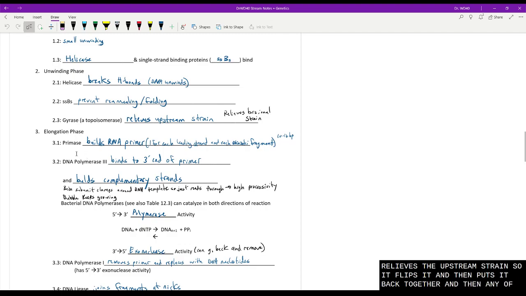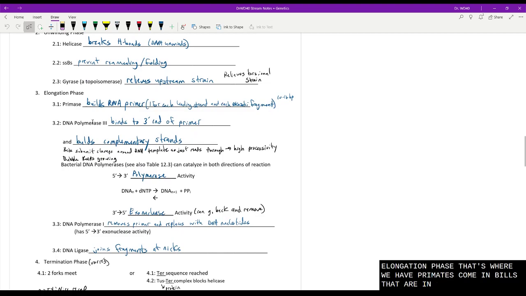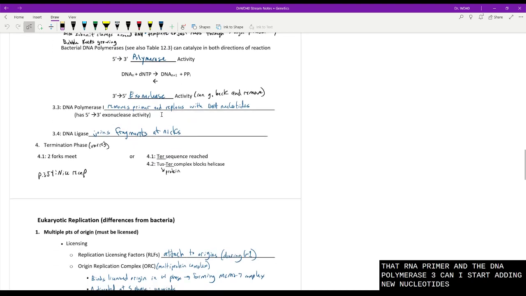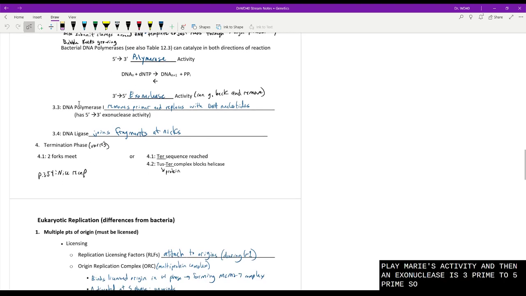And then in the elongation phase, that's where we have primase come in, builds that RNA primer, and then DNA polymerase 3 can then start adding new nucleotides. So remember, polymerase activity is 5' to 3', and then an exonuclease is 3' to 5'. So the difference here then is DNA polymerase 1 comes in and removes those RNA primers and replaces them with those DNA nucleotides, because we don't want RNA in our replicated DNA strand.